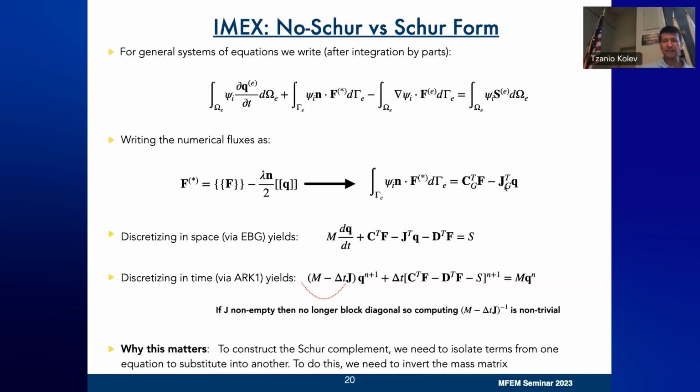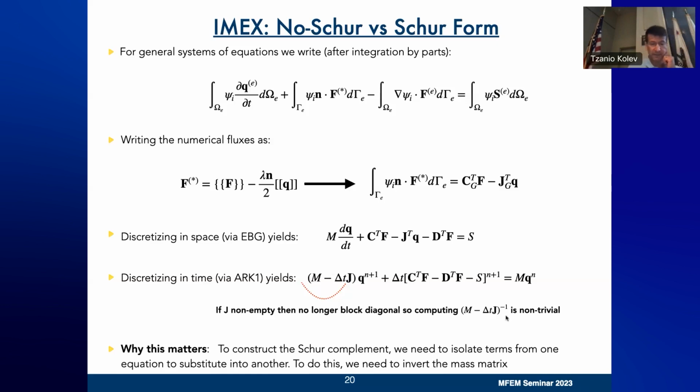And when I plug that stuff back in here, I end up with a matrix vector form that looks like this. And what's important is this term right here, this J transpose Q, because now once I integrate in time, I can collect Q of n plus 1 here. And this is my new, if you will, mass matrix that I have to deal with in my code. And now if J is not empty, this term here is going to be non-trivial to invert. It's going to be global.